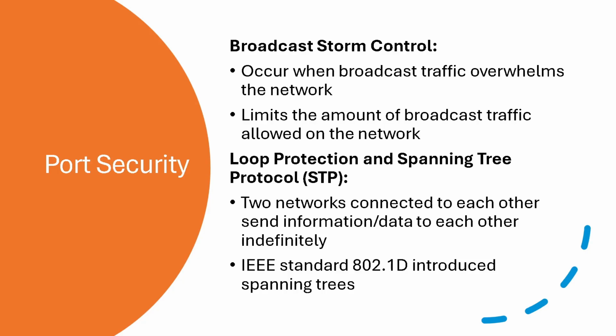Loop protection and spanning tree protocol. A loop happens when two networks connected to each other send information or data to each other indefinitely. To prevent this, the IEEE standard 802.1D introduced spanning tree.